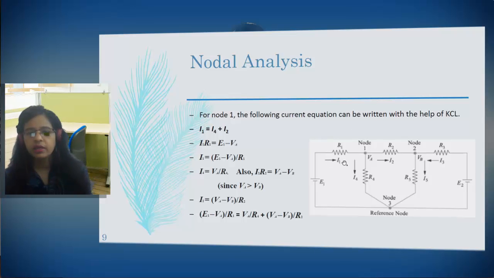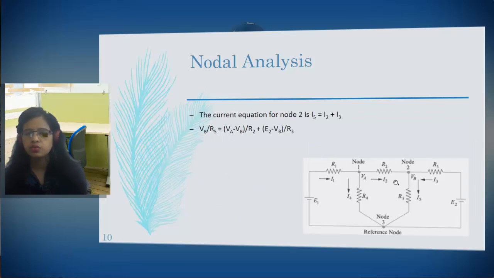In this way, we found out the value of I1, I2, I4 in terms of the other parameters. This is for node 1. Similarly, we'll write the equation for node 2. At node 2, again, I2 is coming, I3 is coming, and I5 is leaving. So these two will be positive, this will be negative. So we can say I5 is equal to I2 plus I3.